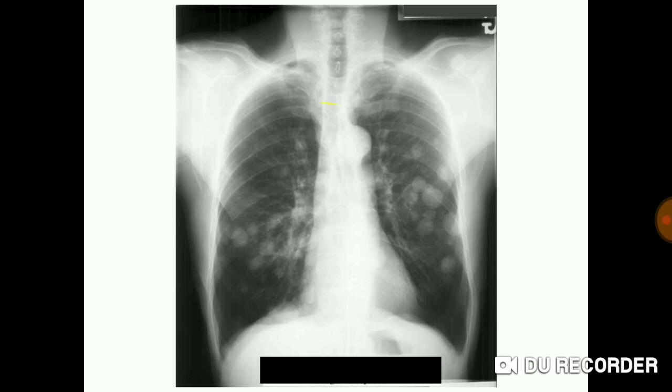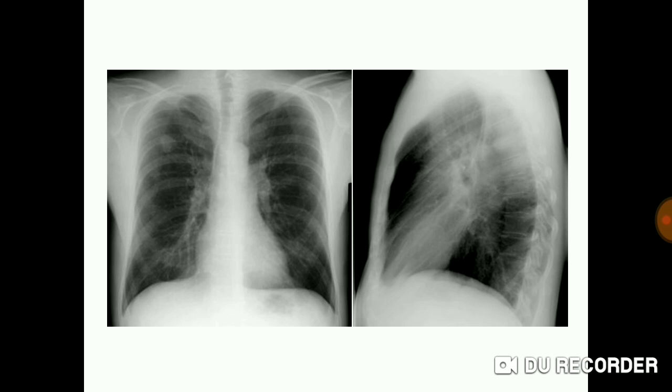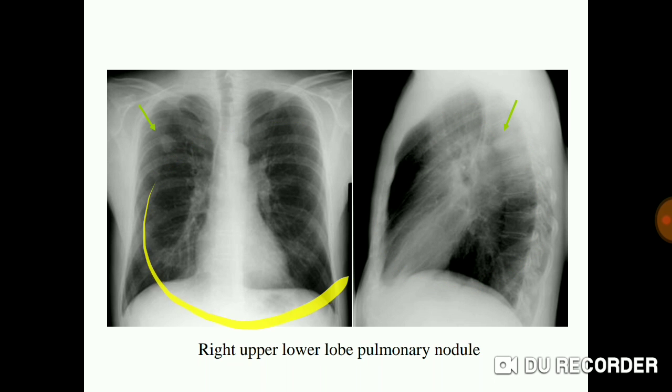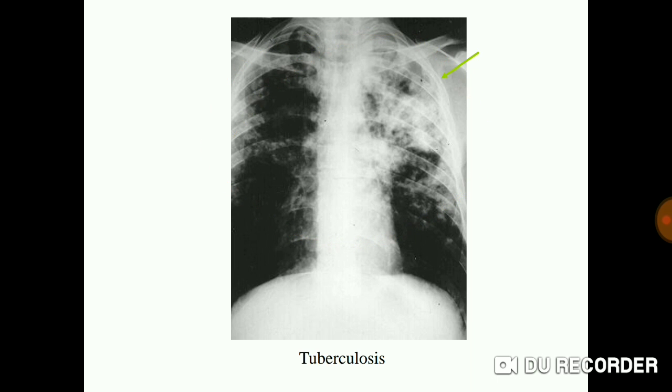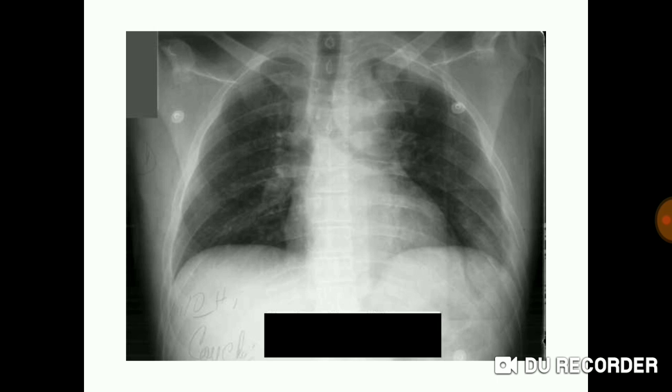Case 16. Metastatic lung cancer, multiple nodules are seen. Case 17. Right upper lobe pulmonary nodule. Case 18. Tuberculosis. Case 19. Hilar mass, Hodgkin's disease. Case 20. Widened mediastinum, aortic dissection.